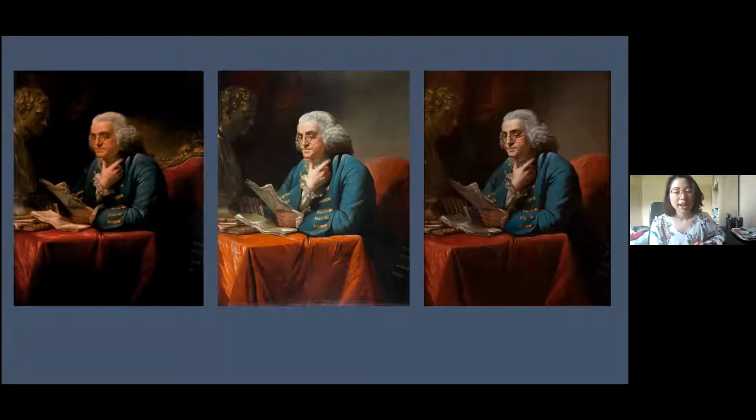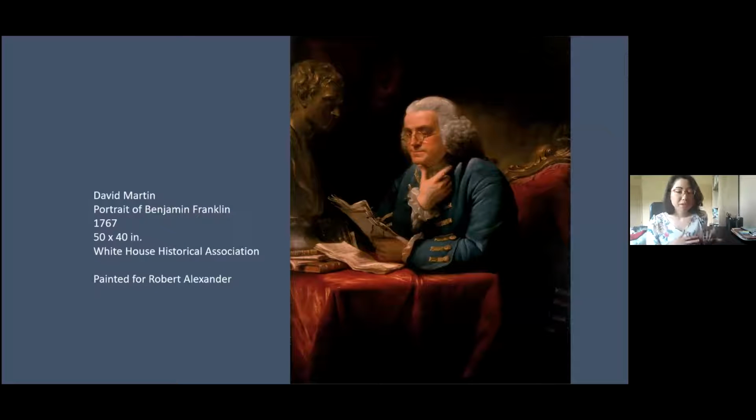So I will talk about how these portraits represent Franklin as a man of science and reason, and about the individual histories of these portraits, as well as speculate as to why there are multiple copies of the same portrait. So let's start with the original.